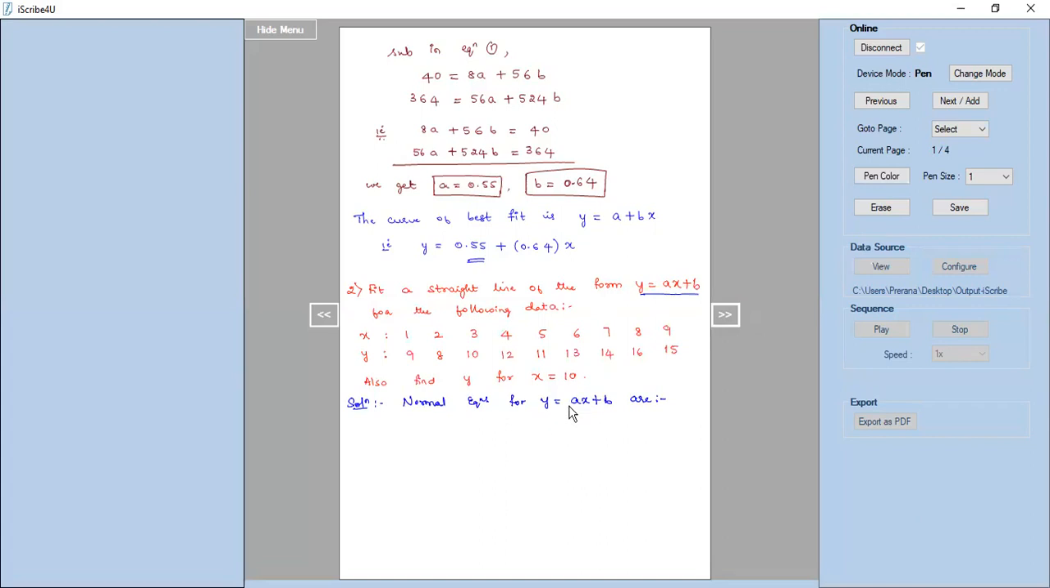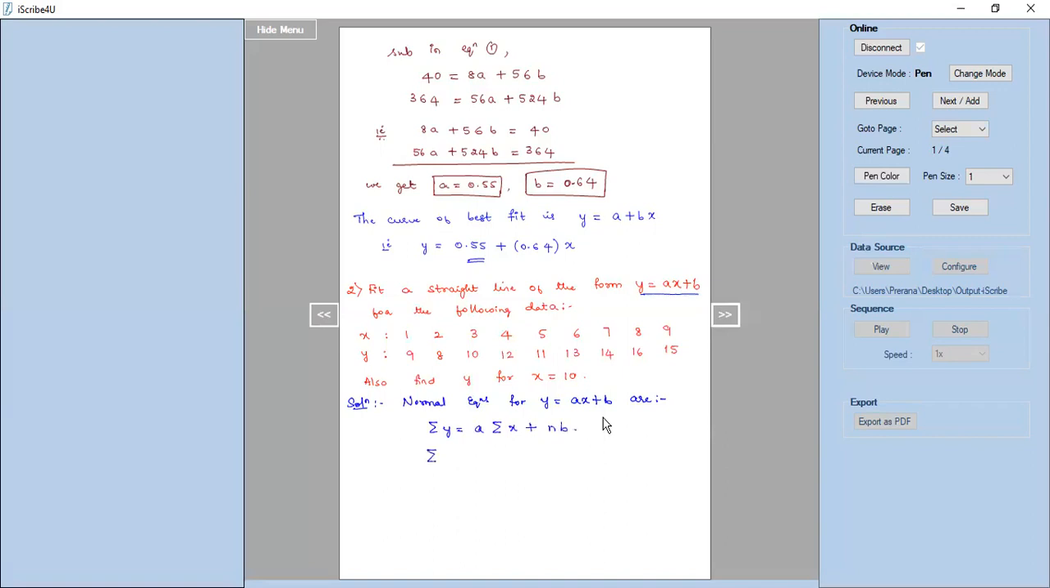So y is equal to ax plus b is the given format. When we take summation of b here, we will be getting n into b, that is, b is added n times. The second normal equation is obtained by multiplying throughout by x and taking sigma. So we will write them down. We have sigma y is equal to a into sigma x plus n into b.